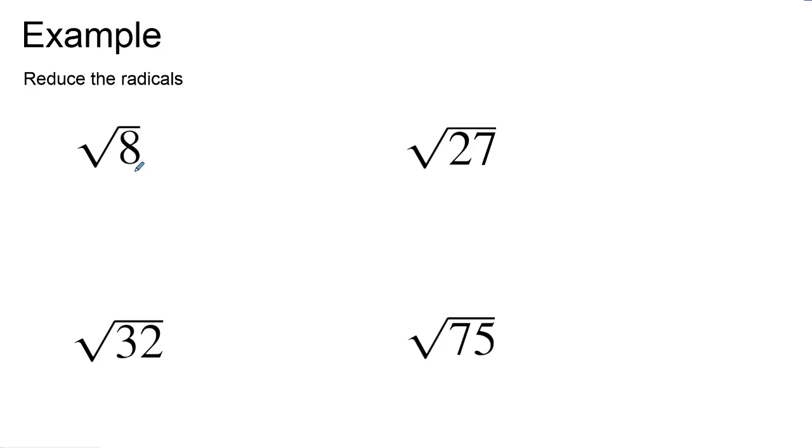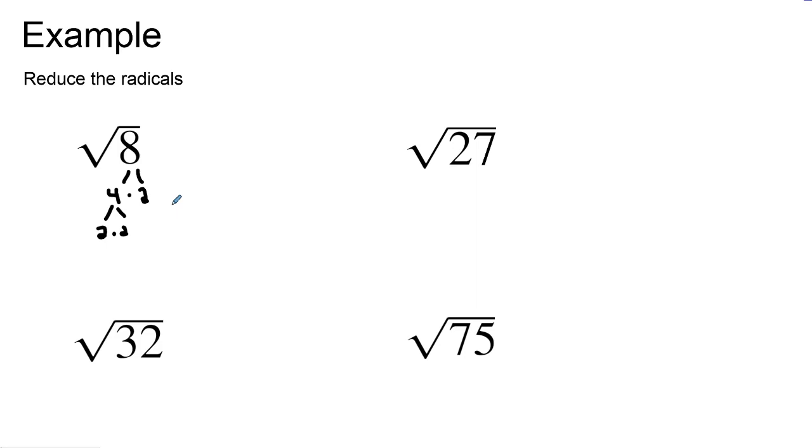So let's reduce some of these radicals here. These are some pretty common ones, so let's reduce them. Starting with 8, I'm going to break 8 down. I can break 8 down into 4 and 2. And then 4 is not prime. 4 can be broken down into prime numbers, so I'll reduce it into 2 times 2.